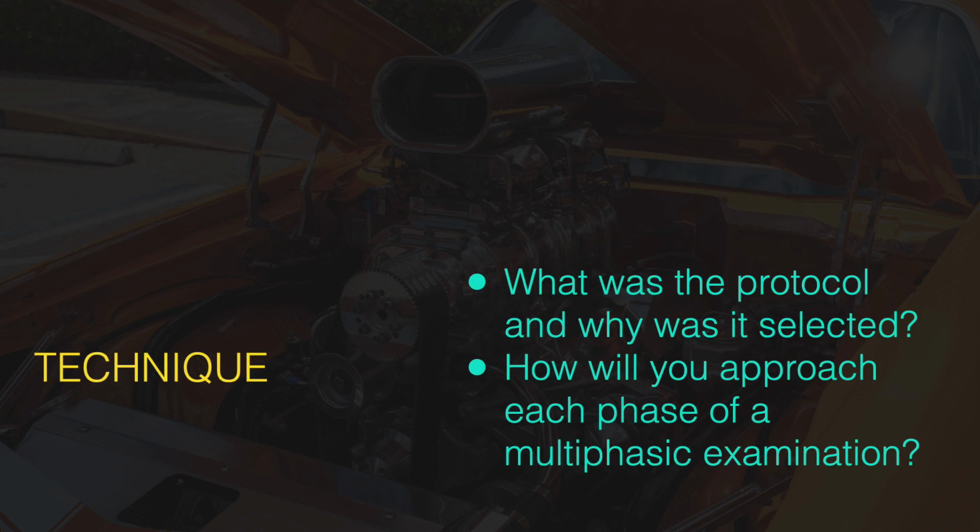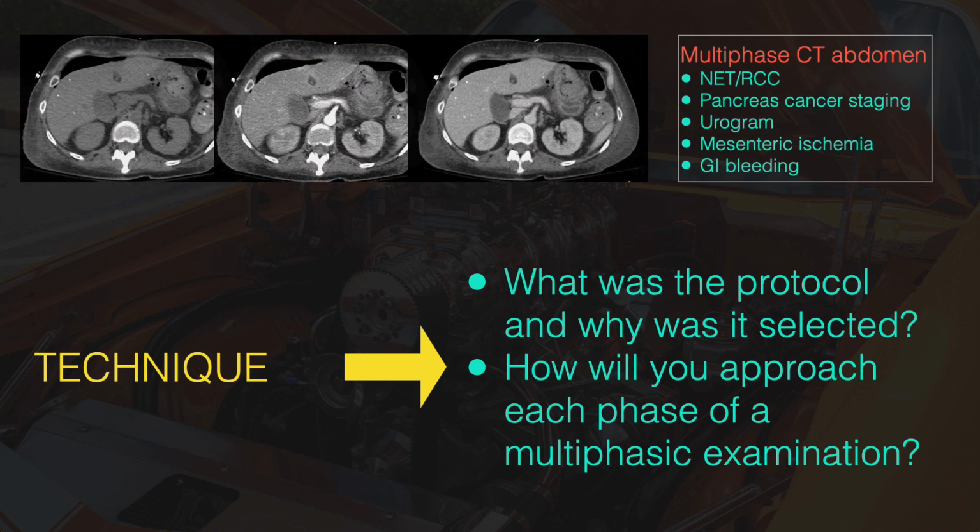For the technique section, we need to understand what imaging protocol was selected and why. For multiphasic exams, you are starting to strategize your approach to efficiently and accurately read each phase of the study. Example multiphasic abdominal studies include cancer staging, urography, and mesenteric ischemia or GI bleeding for acute abdomen.